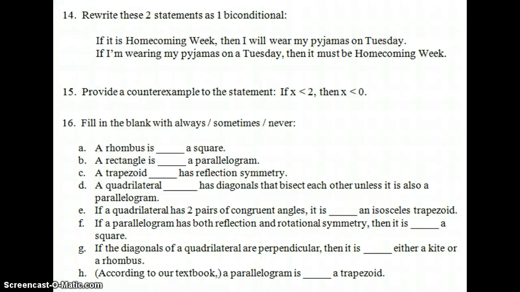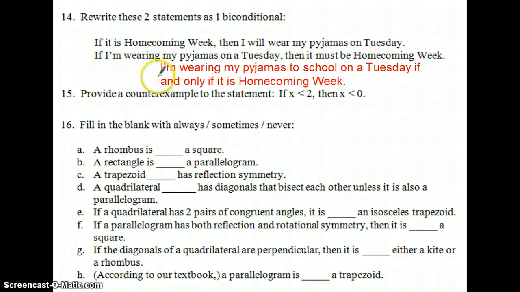Okay. We'll write these as one biconditional. If and only if is the silver bullet there on biconditional. You write this, it's the statement and its own converse in a forwards backwards sort of way. It puts the original statement and the converse into one sentence. We could have written this backwards and it would have been the same thing. It is homecoming week if and only if I'm wearing pajamas to school on Tuesday. I believe I wrote that question last year when it was a Tuesday during homecoming week and I was wearing pajamas.